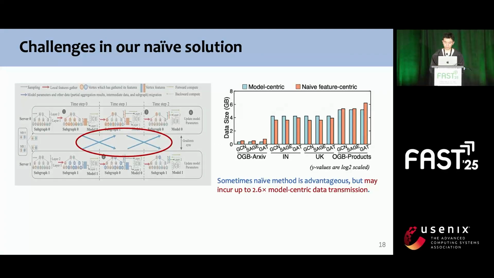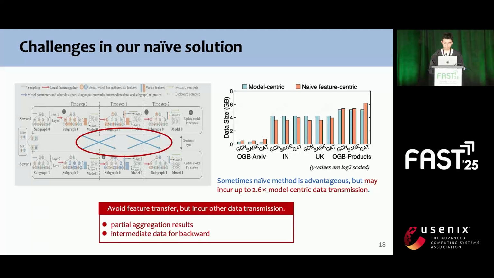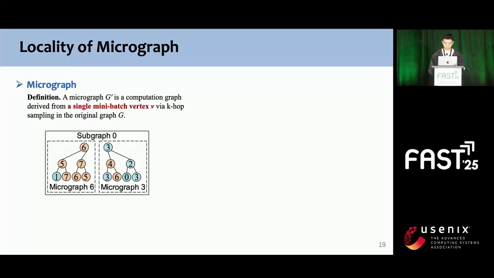However, this naive model migration method is only more efficient than the original method in some cases, but not in others. This is mainly because naive model migration introduces intermediate data transmission, which is needed by backpropagation. Therefore, we need to further improve the naive model migration.